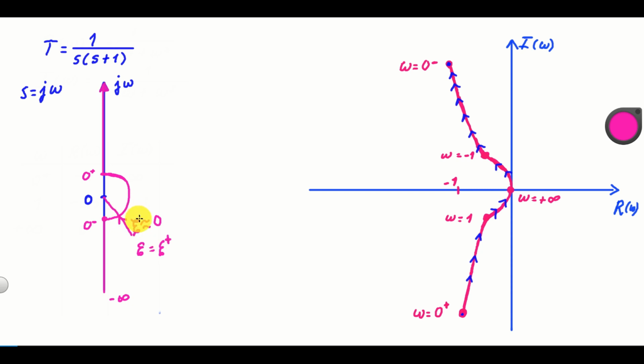Now, the main question is how to parameterize this semicircle. That is, what should be the substitution for s when s belongs to this semicircle? That is, what is the mathematical form of s? Well, the mathematical form of s is actually epsilon multiplying e to the power theta j, where theta j is the angle or the argument of s.